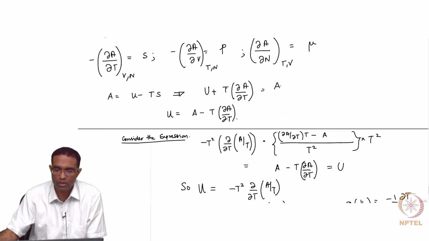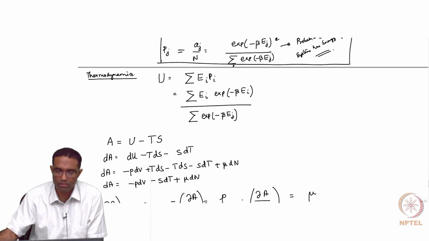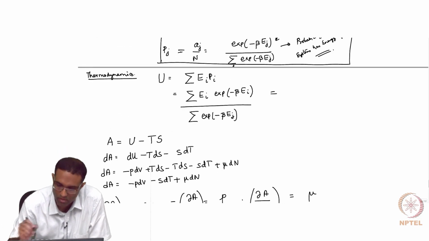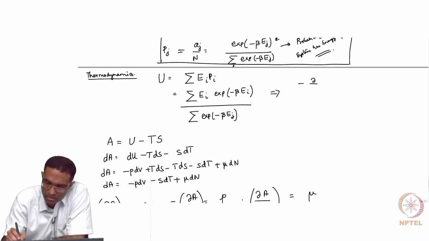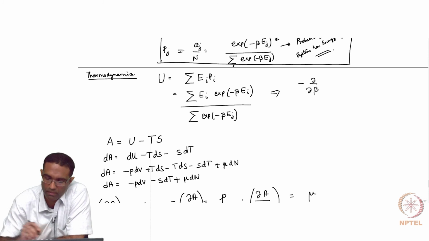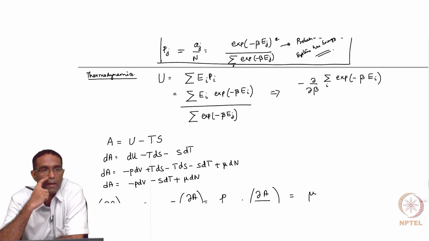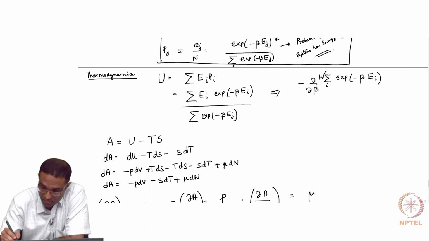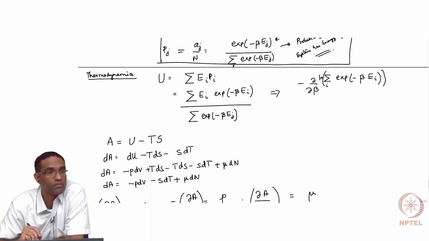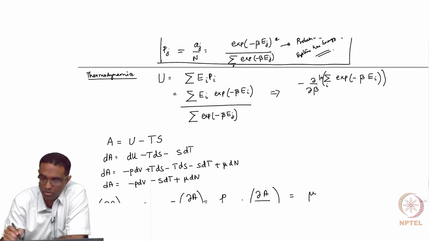Any questions on that step? No. Now let's take a look at the average energy of a system. This can be written as minus dou by dou beta of ln of the summation over i of exp minus beta times ei. I am saying that this U can also be written like this, so let us verify it.